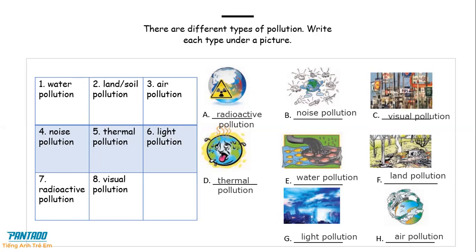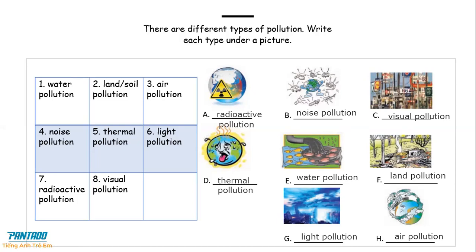I'm done. Okay. Now, can you please read your answers? A is radioactive pollution. B, noise pollution. C, visual pollution. D is thermal pollution. E, water pollution. F, land pollution. G, light pollution. And H, air pollution.